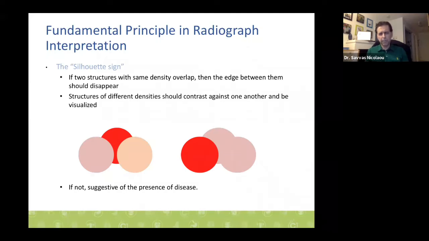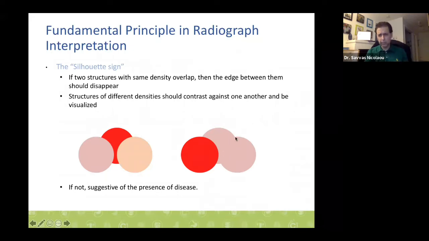Now, there's a key principle in radiology that we talked about, the 5 radiographic densities, is the principle of the silhouette sign. If two structures with the same density overlap, then the edge between them should disappear. Structures of different densities should contrast against one another and be visualized as the schematic depiction relays to us here. We can see different contrast between these 3 different colors and different radiographic densities.